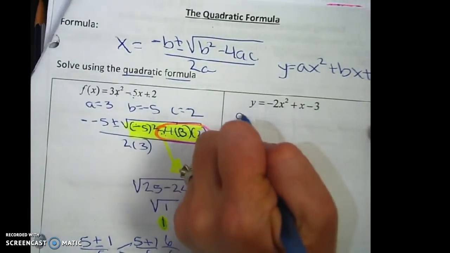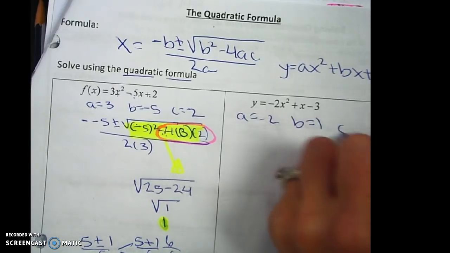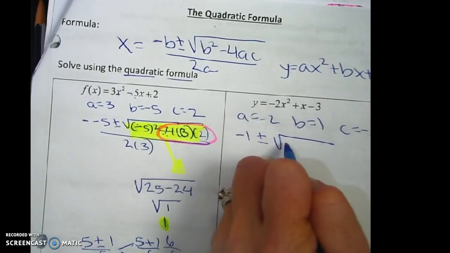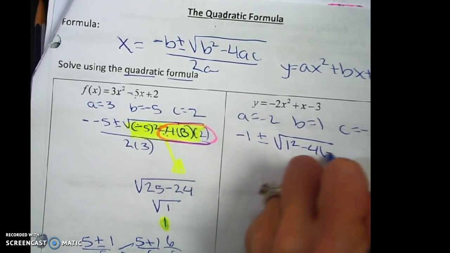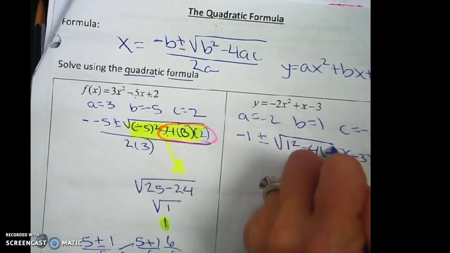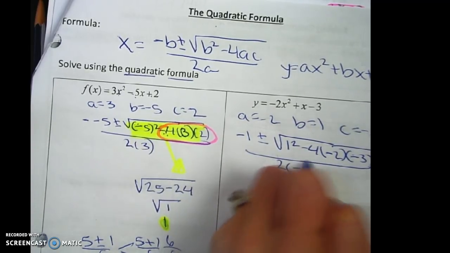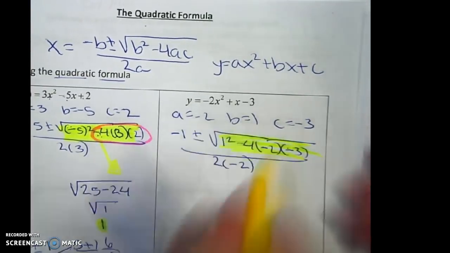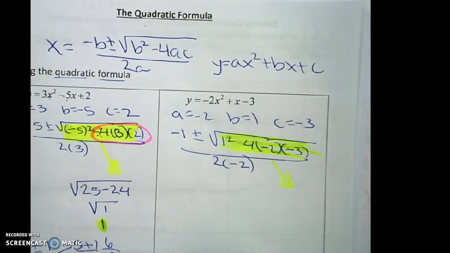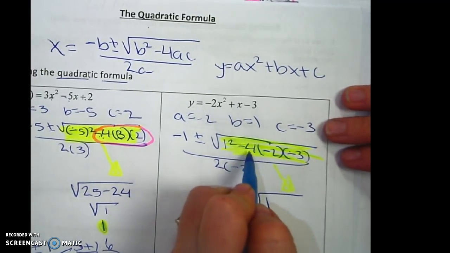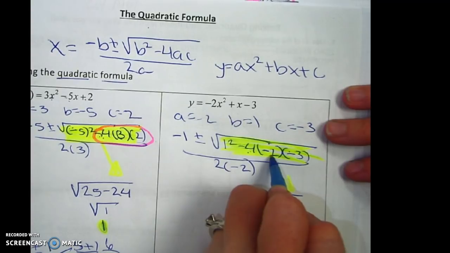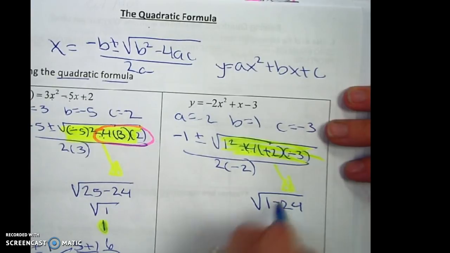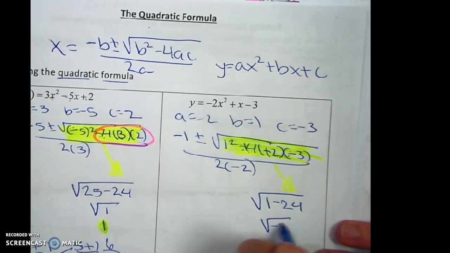Play the same game. A equals negative 2, B equals 1, C equals negative 3. Negative 1 plus or minus the square root of 1 squared minus 4 times A times C, all divided by 2 times A. Remember what I like to do? I like to take care of what's most messy first, which is this. So now I have the square root of 1. Don't look at the negatives right now. 4 times 2 is 8. 8 times 3 is 24. 2 negatives make a positive, but I'm still left with a negative. So I have the square root of negative 23.